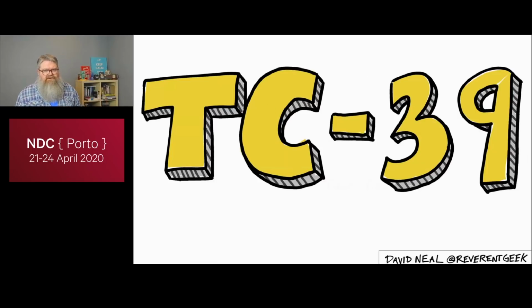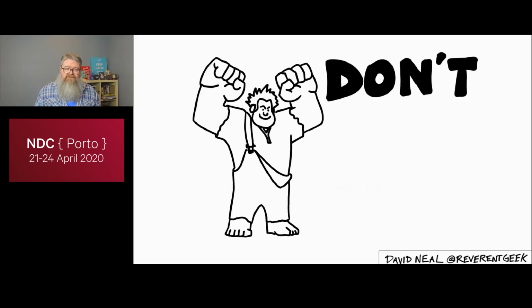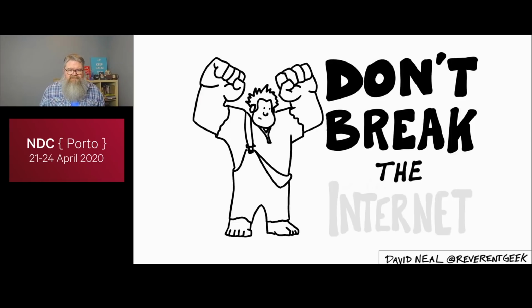Let's go back to the TC39. There's 10 years between ES3 to ES5. And then there's another 6 years from ES5 to ES6. The TC39 knew that they needed to fix their process. But adding new features to the JavaScript language is not a trivial task. The first rule of the TC39 Fight Club is don't break the internet.